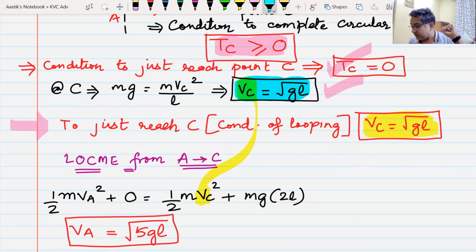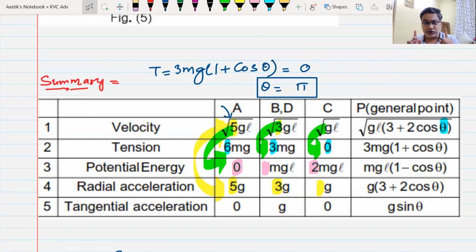For that velocity at the highest point to be root over GL, the velocity at the lowest point should be root over 5GL. Do we understand this? Yes, sir. Remember this. Now, these are the different cases, and this is a summary of all the cases put together.